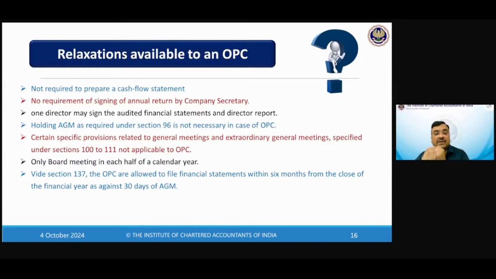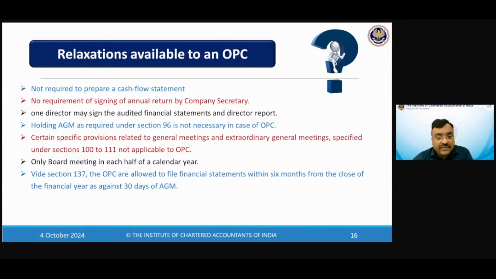Holding of AGM as per section 96 is not required in case of OPC. Provisions under sections 100 to 111 are not applicable for OPC. Only 2 board meetings are required in the calendar year. Only one board meeting in each half year is required.